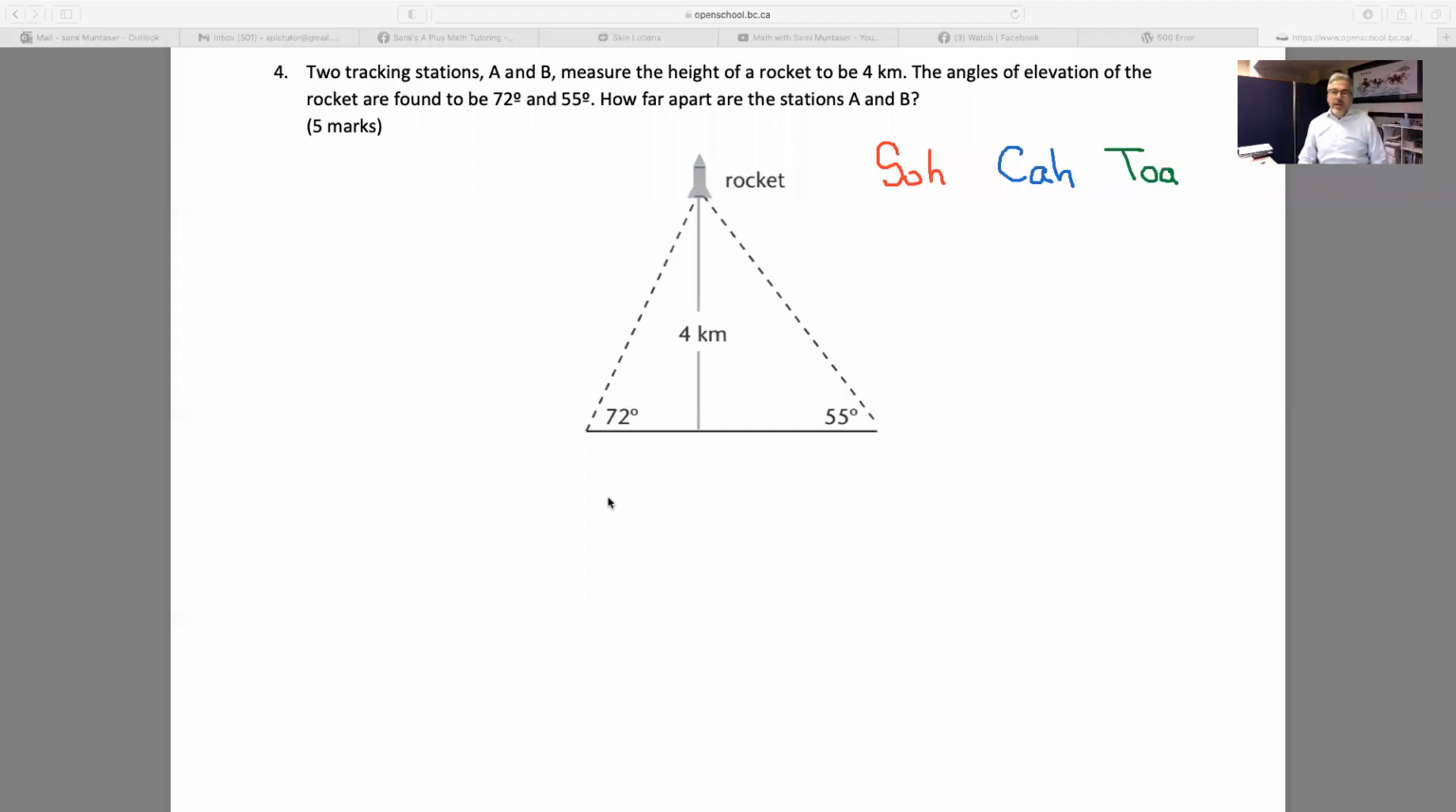Three questions with the right angle triangles. Here's a word problem that is saying two tracking stations A and B measure the height of a rocket to be 4 kilometers. The angles of elevation of the rocket are found to be 72 degrees and 55 degrees. So basically 72 degrees from here and 55 degrees from here. How far apart are the stations A and B?